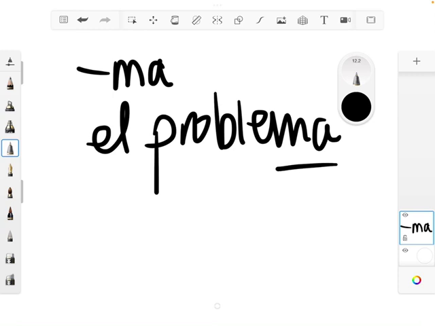Okay, notice it ends in that MA, and that it's masculine. So if you're just looking at it and you only notice the A, you might think that it's a feminine noun, but it's actually masculine. It has that MA ending.